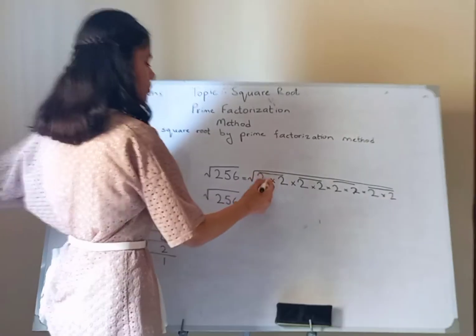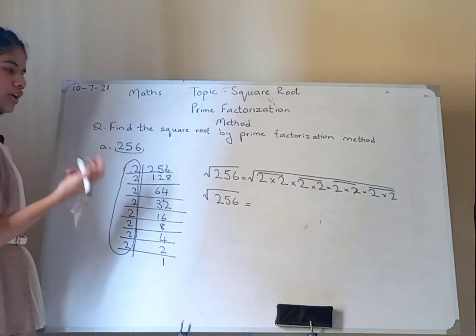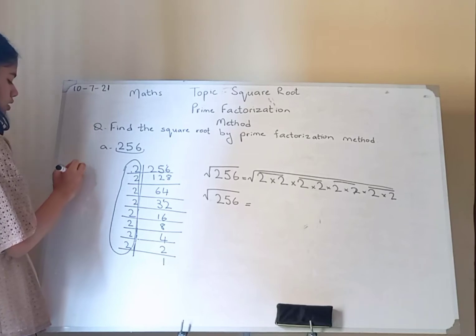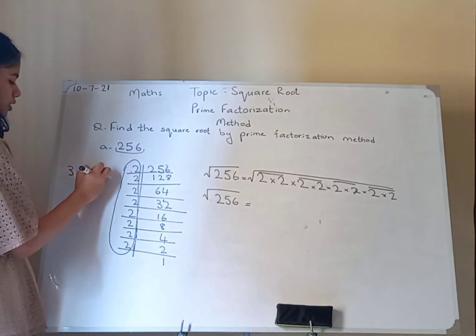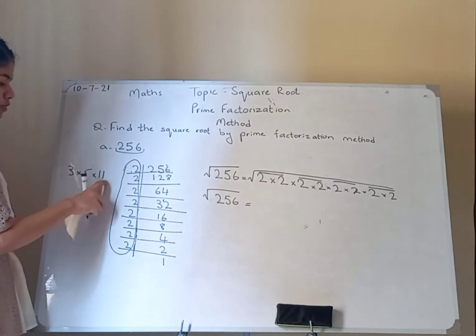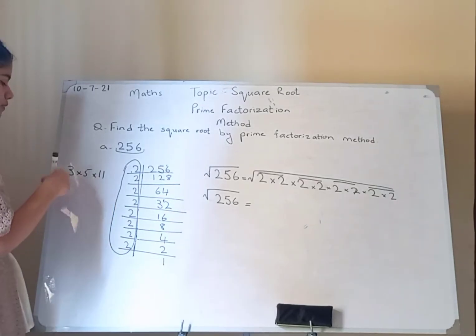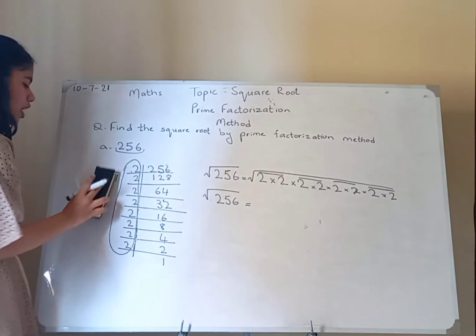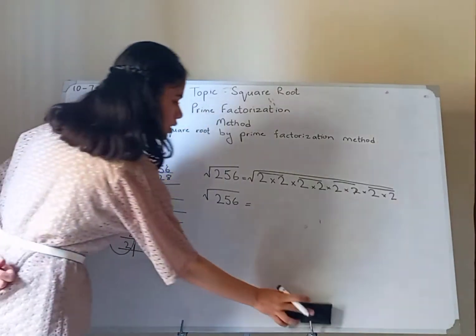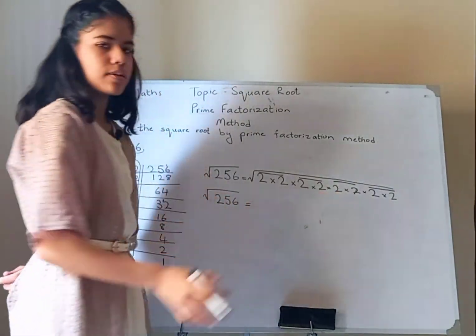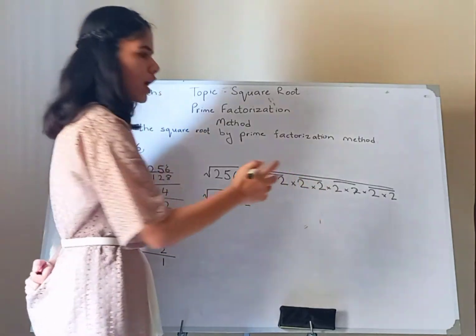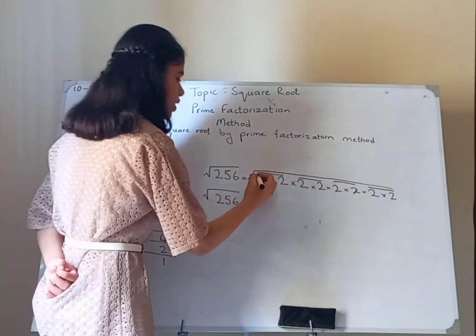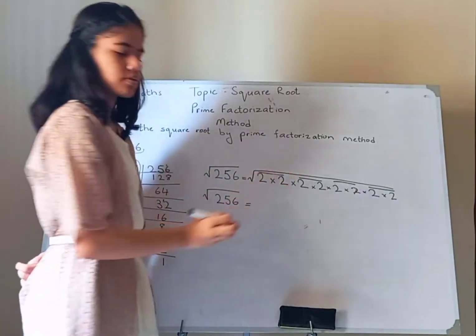After we have made the pairs, for example, if we have 3 multiplied by 5 multiplied by 11, we cannot make pairs over here. When we have the same numbers, for example 11, we can make pairs. So we have to make pairs of the same number. Over here we have all the same numbers, so we have made pairs, and now we are going to write one number from these pairs.